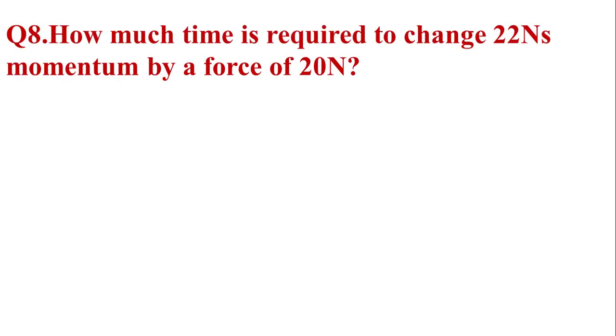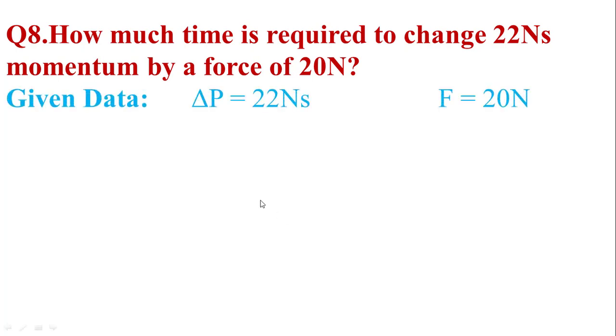Question number 8. How much time is required to change the momentum of 22 Newton second by a force of 20 Newton? So write the given data here. Change in momentum is denoted by delta P. Delta P is equal to 22 Newton second, and force F is equal to 20 Newton.